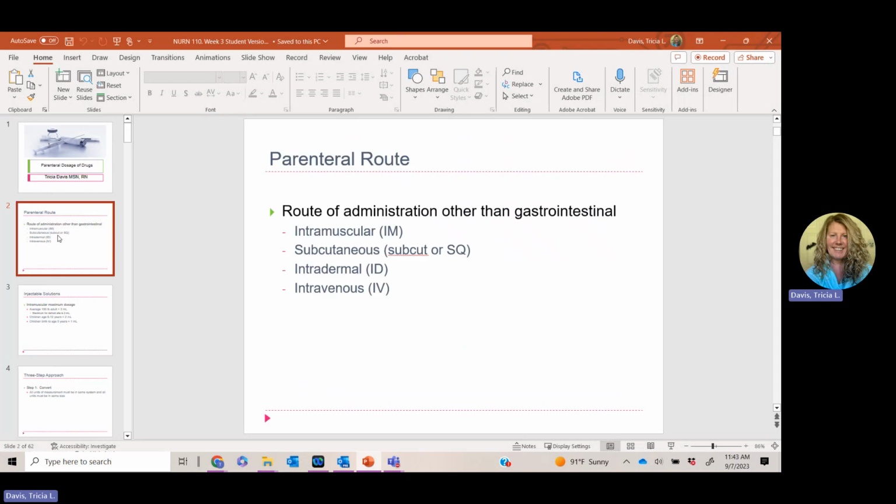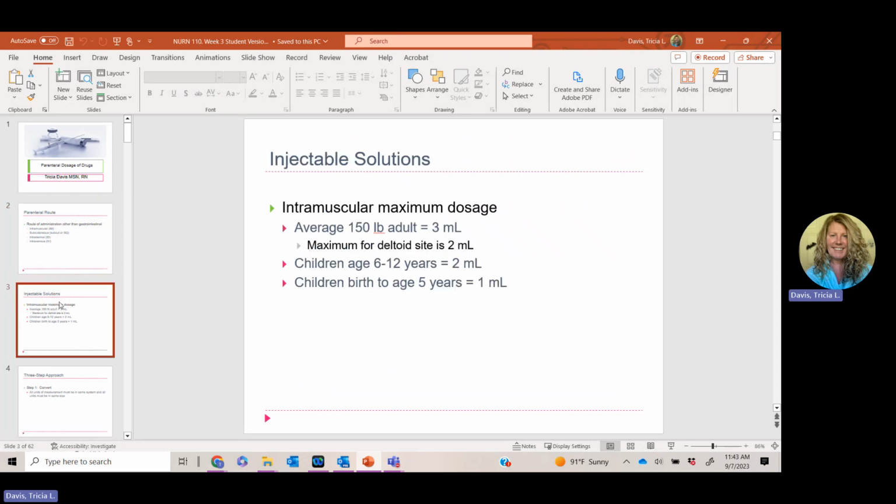So let's get started. We talked a little bit last week about parenteral routes. So the route of administration, other than through our GI tract, is going to be that intramuscular injection, which is in our arm. We have our subcutaneous, let me back up, intramuscular. One of the ideal sites we use is our deltoid in our arm. We can also put it in some of our bigger muscles in our thighs. We have our subcutaneous, which is going to be in our fat. We have our intradermal, which is just under the skin. And then we have our intravenous, which is through an IV into our vein.